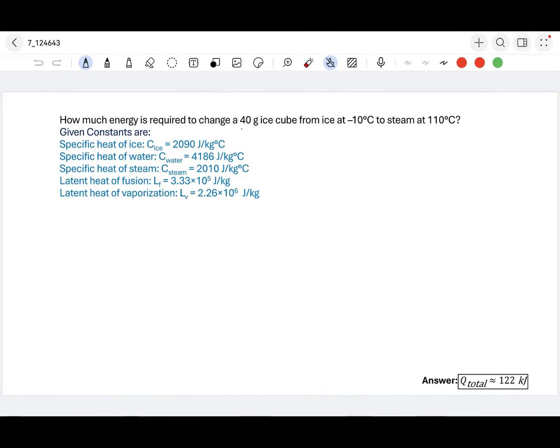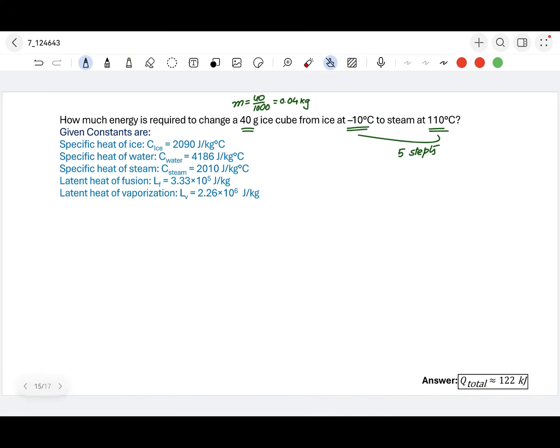Let's do some problems. How much energy is required to change 40 grams? Gram is not okay, convert it to kilogram. So 40 divided by 1000 is equal to 0.04 kilogram. From ice at minus 10 degrees to 110 degrees. Minus 10 to 110 means total how many steps? Total 5 steps. All the steps are involved.